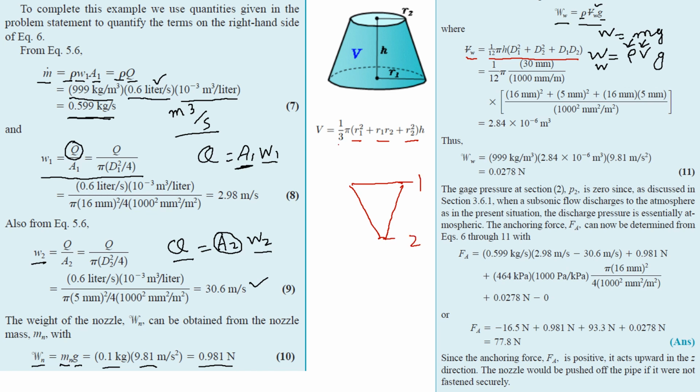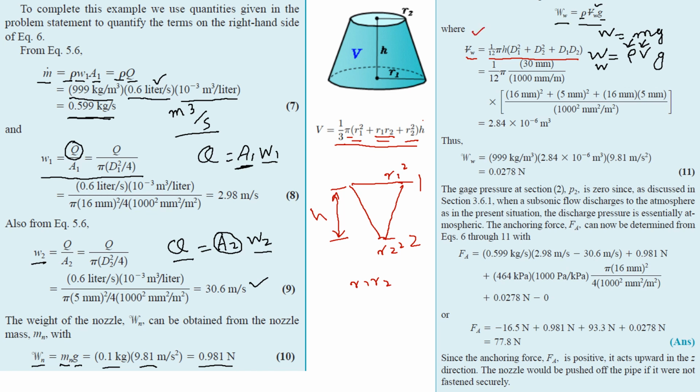So here 1 by 3 pi r1 square plus r1 into r2 plus r2 square, into the height of the nozzle. This is my r2. So r1 and r2 are the radii at section 1 and section 2. The height of the nozzle was given in our diagram. So we will take that height and multiply it in this formula to these other terms. So this is what this formula was used also here.